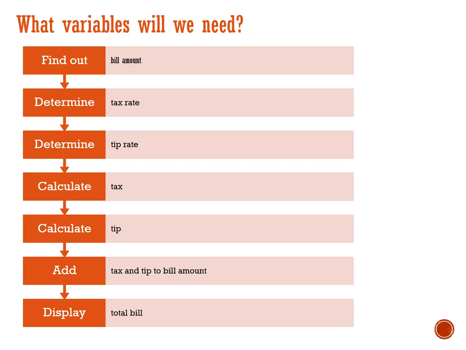So what variables do we need for this program? We're probably going to need some kind of bill amount, a tax and a tip rate, an actual tax and a tip so that we can add it to the subtotal and finally have a total bill. But before we actually generate these variables, there's a few things that we need to know. Variables and objects within programming languages have naming conventions.